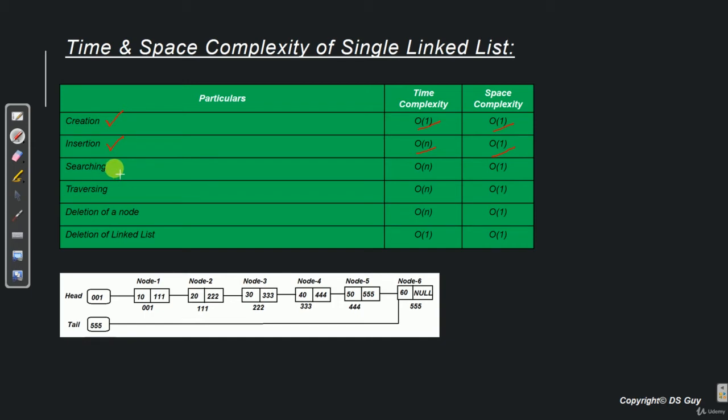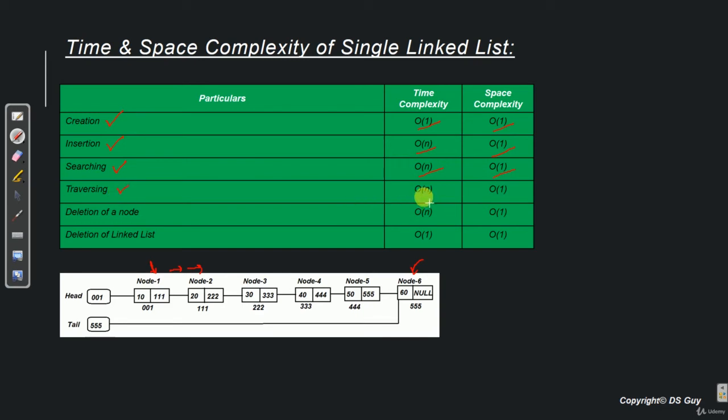Now the next operation was searching for a given value in the list. So time complexity for that is order of n, and the reason is that in the worst case we have to start from first and go all towards right and might have to go till end. So in the worst case it might take order of n time. Space complexity is constant because we have to use some temporary variables to do the loop, but nothing more than that. Now the next operation was traversing.